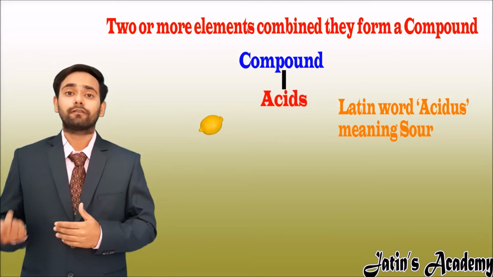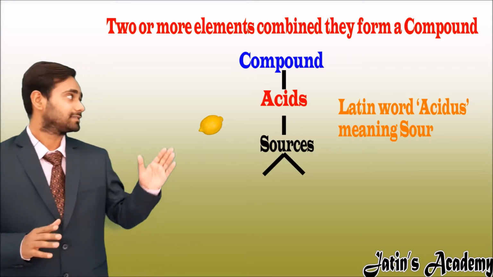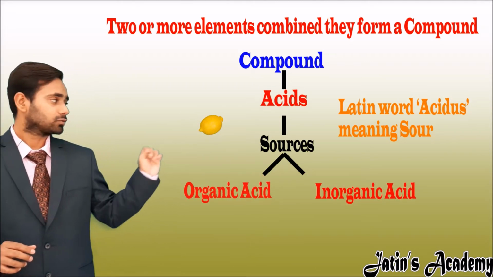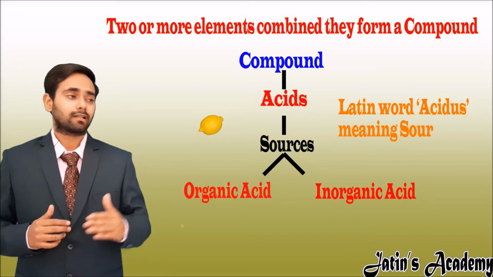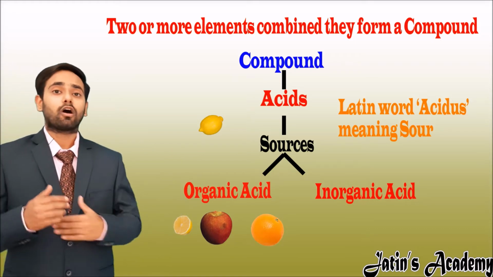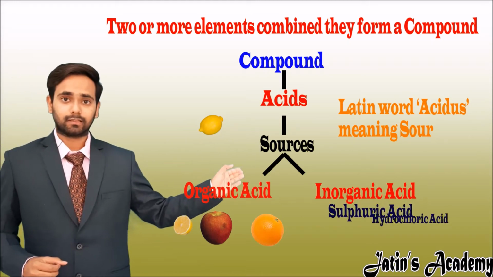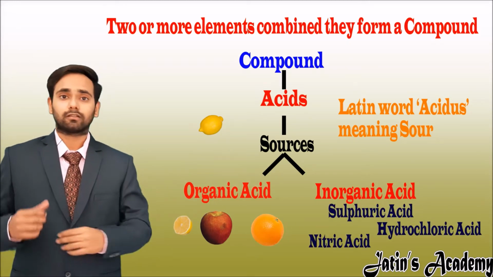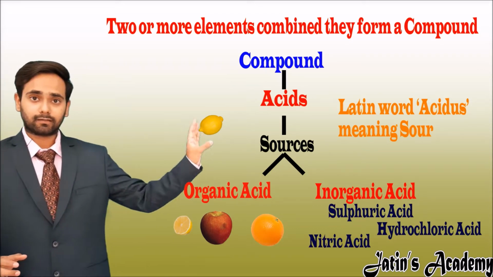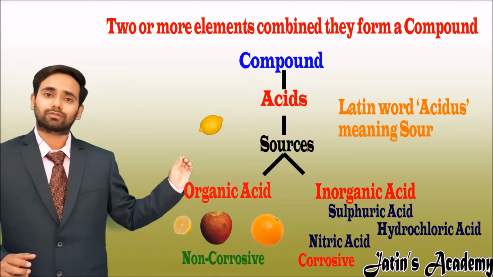Now see from where we get these acids. The main source of acid is organic source and the other is inorganic source. Organic source means plants and animals, like lemon, apple, oranges, milk products, all are organic sources of acid. On the other side, sulfuric acid, hydrochloric acid, nitric acid, all are inorganic sources of acids. Usually, inorganic acids are corrosive in nature and organic acids are non-corrosive in nature.